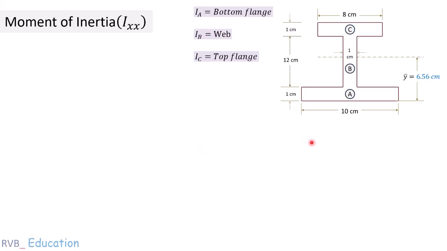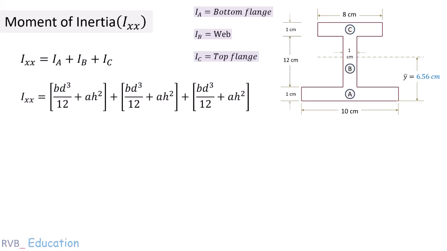Now that we have located the centroid of the I section, we calculate the moment of inertia about the centroidal x-axis. The total moment of inertia is the sum of the moments of inertia of these three parts. Since the centroidal axis of the entire section does not pass through the centroid of each rectangle, we apply the parallel axis theorem. We use the parallel axis theorem because the centroidal axis of the individual rectangle does not coincide with the centroid of the entire I section.